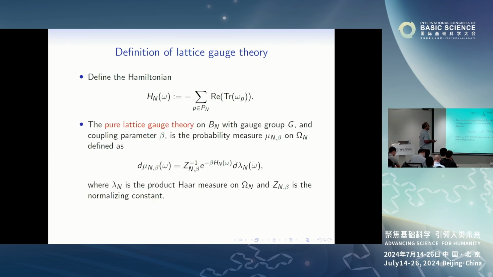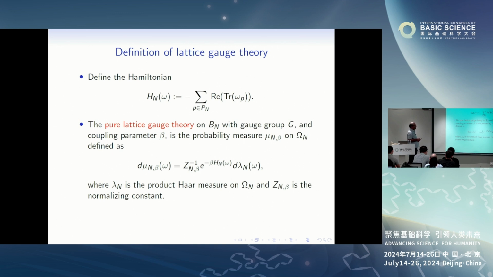So the pure lattice gauge theory on this box Bn with gauge group G and coupling parameter beta has this probability measure, which is proportional to e to the minus beta times this Hamiltonian with respect to the product Haar measure on the space of configurations. Okay, so that's pure lattice gauge theory without any bosons or fermions. It's just like any other statistical physics model that you look at, like ferromagnets, except that the space of configurations is a bit more complicated. Any questions about this?